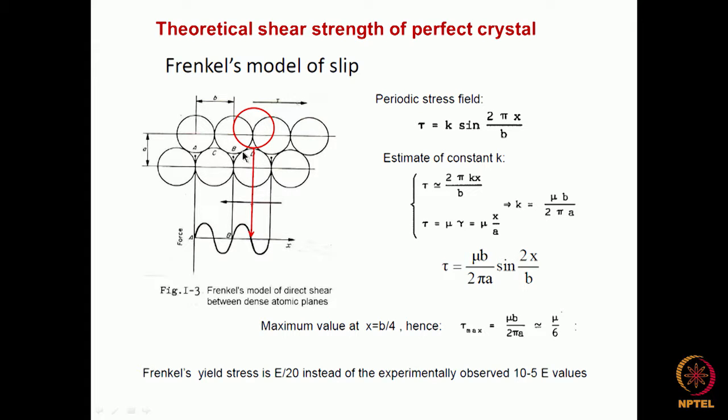So moving from here to this position and then coming down, if you look at the stress field, it is essentially a cyclic stress field. Anything which is cyclic, we can represent in terms of a sine function. So that is what has been done. Whenever we move from one position to another, we are creating a displacement, and the stress can be written as tau equals mu into gamma. Gamma is the shear strain and mu is the shear modulus.